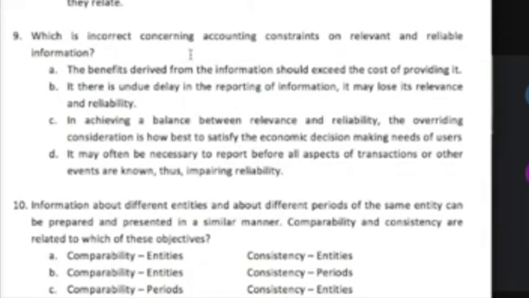But now, what do we have as the most important considerations for useful information, class? What do we consider as your fundamental qualitative characteristic? We have relevance and, aside from relevance, class, what's the other fundamental qualitative characteristic? Faithful representation. We now have relevance and faithful representation. The issue between relevance and reliability was more of a concern under the old framework, class. But based on the latest framework, the 2018 framework, the focus is not so much now on reliability, class. It's relevance and faithful representation.